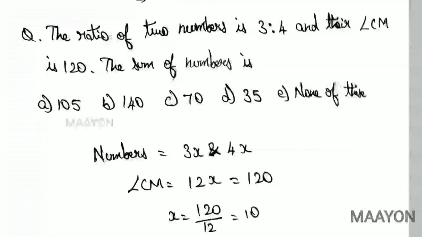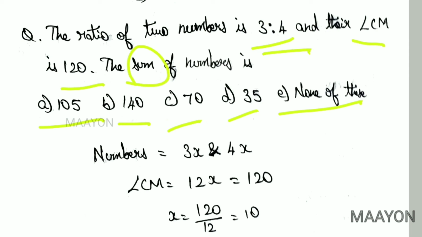The ratio of two numbers is 3 is to 4 and their LCM is 120. The sum of the numbers is: option A 105, B 140, C 70, D 35, E none of these. Here the ratio is given, the LCM is given, and we have to find the sum of these two numbers.